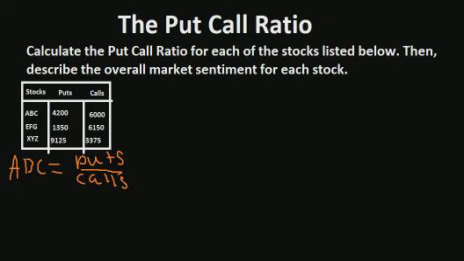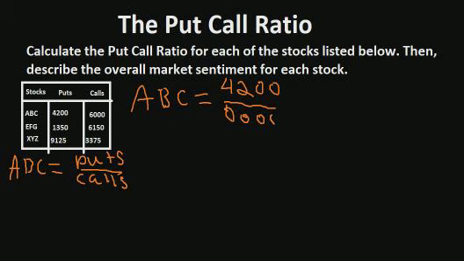Okay, now let's solve for each of these. So we're going to begin by taking stock ABC as listed below. ABC equals the puts, which is 4,200. That's the volume. Those are all listed. You don't have to solve for the volume, thank goodness. Over your calls, which is just an even 6,000. This equals 0.7. That's a point right there, sorry.